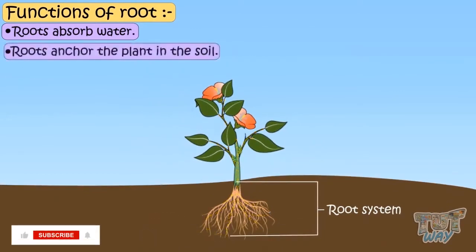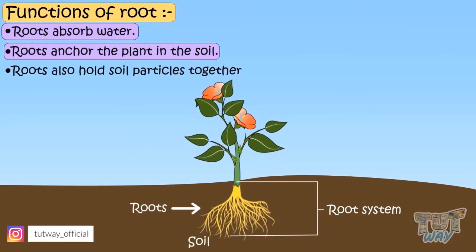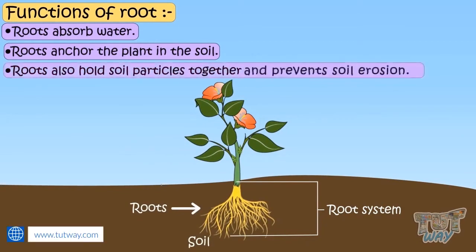Roots anchor the plant. That is, roots fix the plants into the soil. Roots also hold soil particles together. That prevents the soil from being washed away with rain or storm. So roots are the support system of the plant.